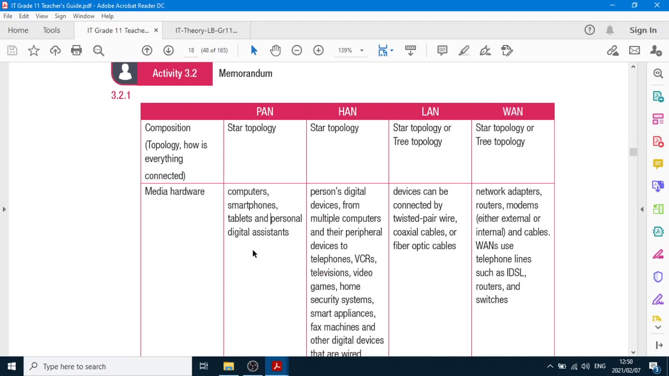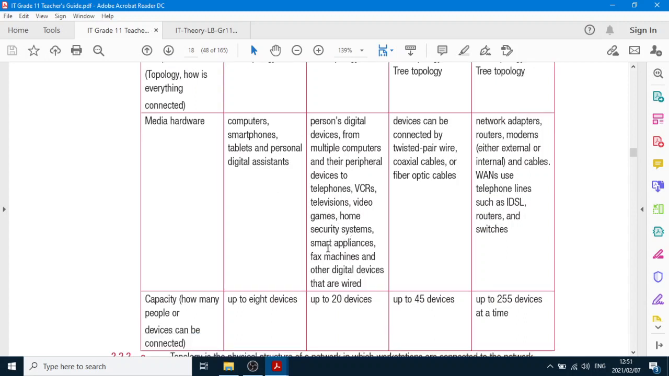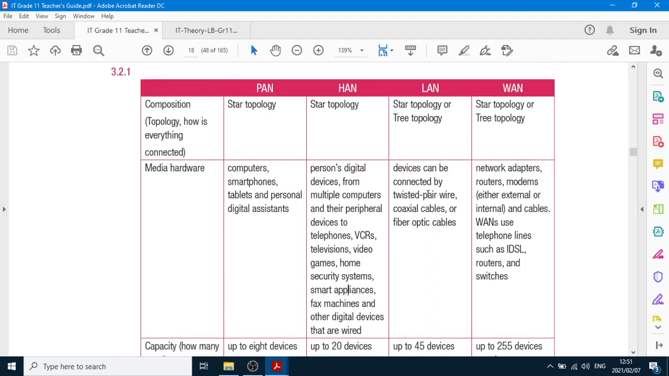So your Personal Area Network, you'll have a computer, smartphone, tablet, and your PDA, your Personal Digital Assistant. In your Home Area Network, you'll have all digital devices from mobile computers and phones, etc. Your VCR, your television, your security system, your printer, fax machine, and all of them connected together. With a LAN, you'll have a whole lot of computers connected by twisted pair, coaxial cables or fiber optic cables. Remember twisted pair wire, unshielded twisted pair.